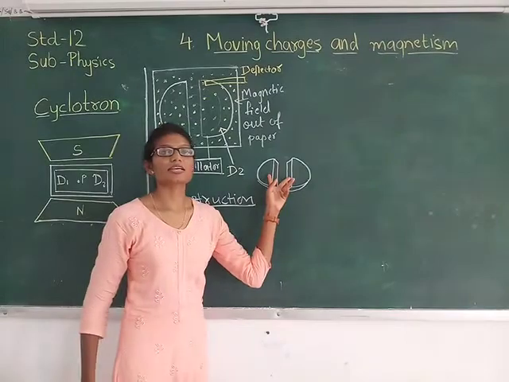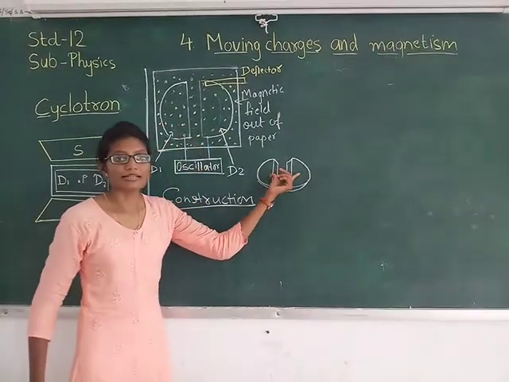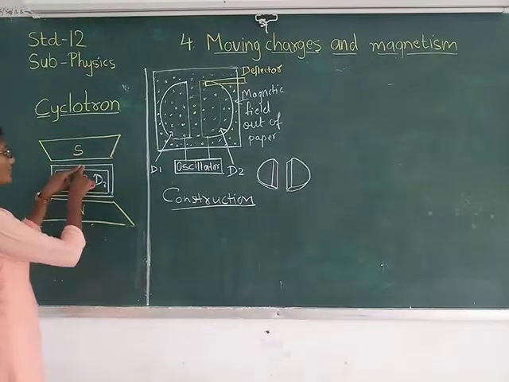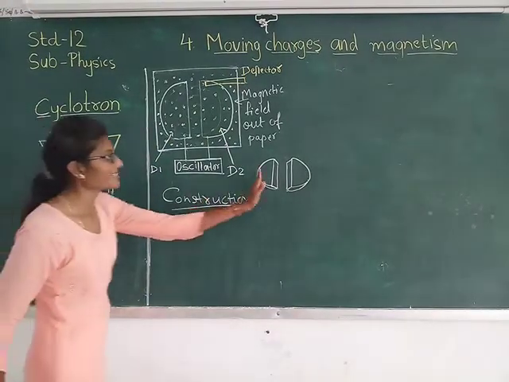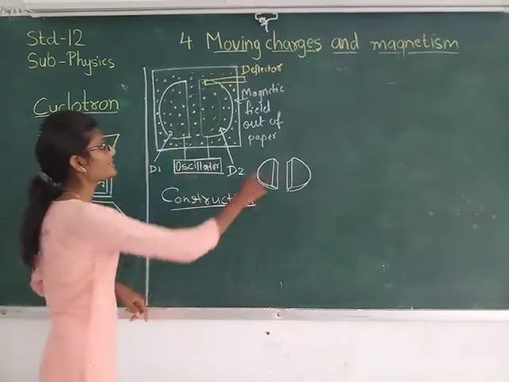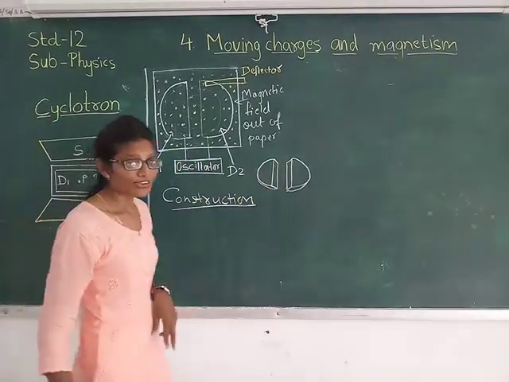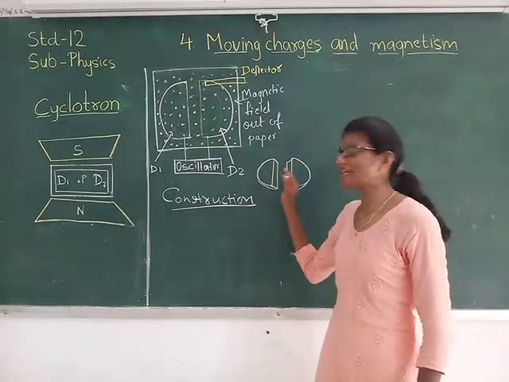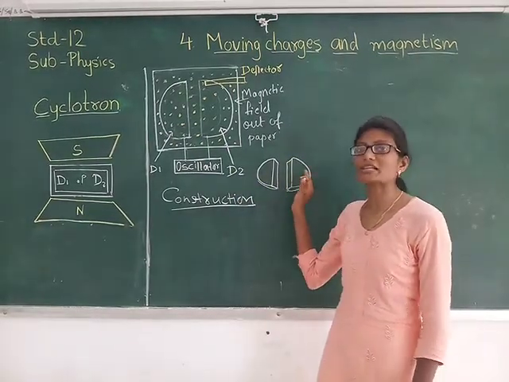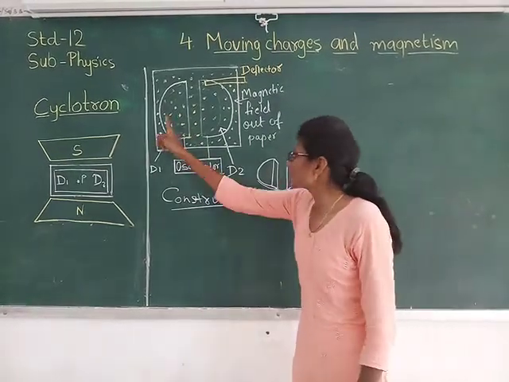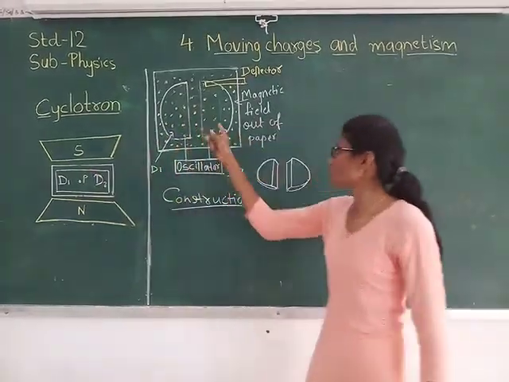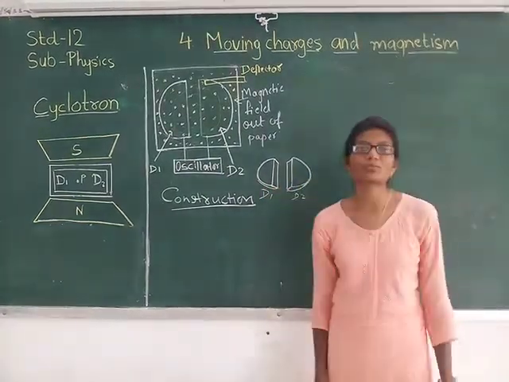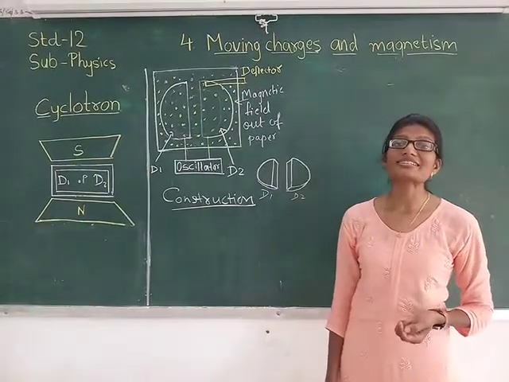Metallic hollow cylinders are used. These are semi-cylinders, so if you view them like this, they look like the letter D. And why are they called D's? Because they are in the shape of D. So here we are using two hollow metallic semi-cylinders. This is D1 and this is D2, and because they are of the shape of D, they are also called D's.